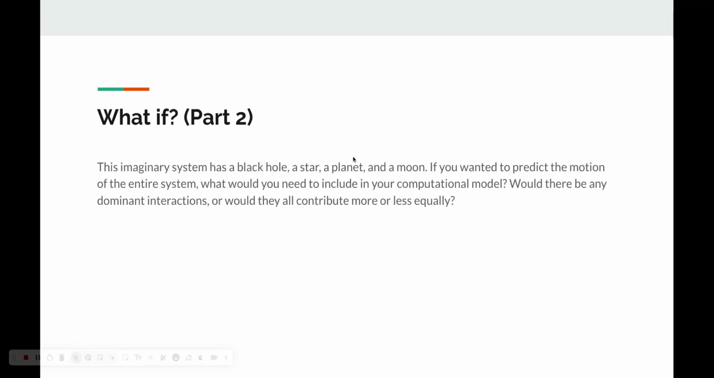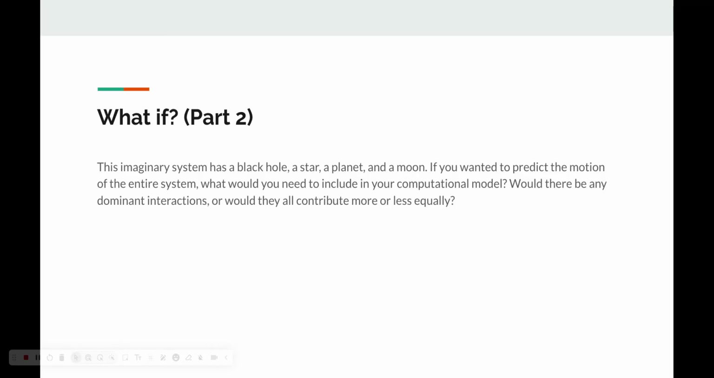The second what-if, for part 2, is if this imaginary system has a black hole, a star, a planet, and a moon. If we wanted to predict the motion of the entire system, what would we need to include in our computational model? And would there be any dominant interactions, or would they all contribute more or less equally? Well, if there were a black hole, a star, a planet, and a moon, we would have to computationally see how all of them affect one another.